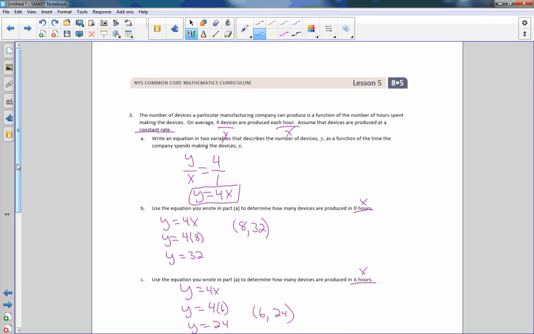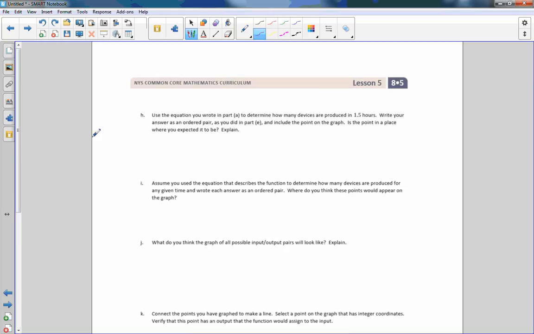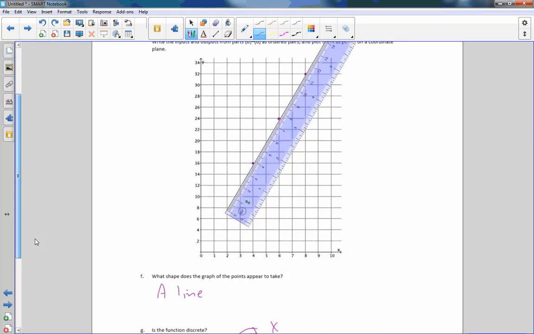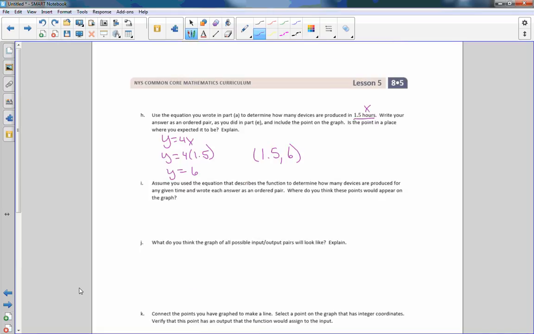So what was our equation? We got y equals 4x. I had forgotten it, so I need to write y equals 4x. And then we want to know 1.5 hours, which is my time x. So y equals 4 times 1.5. So y equals 6 devices. Write your answer as an ordered pair, 1.5, comma 6. Include the point on your graph. Go over 1.5, up 6. It's right here. If I move my ruler down, all those points are on the ruler's edge, so that's still on the same straight line. Okay. Is the point in a place where you expected it to be? Yes. It's on the line.